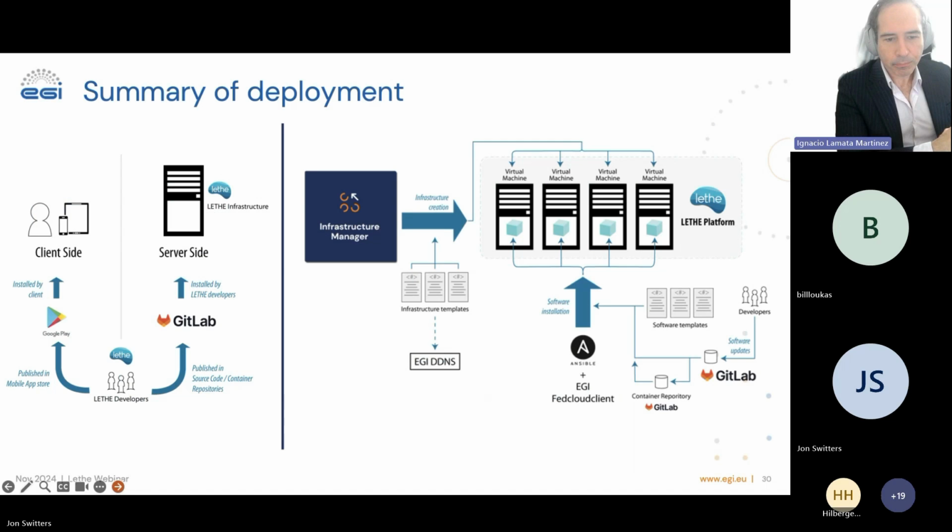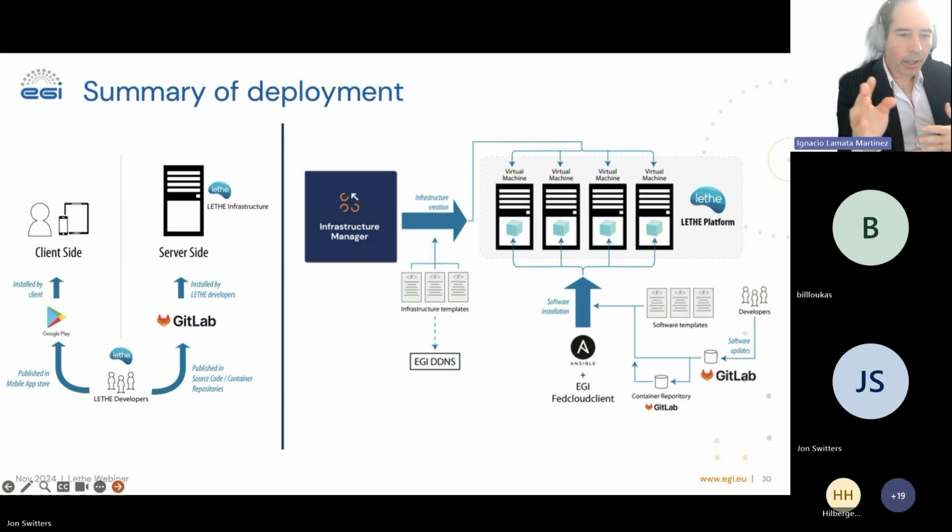Next slide, please. So this is the summary of the deployment. I divided this into different ways. The first one on the left is when the Lethe developers publish something or want to deploy something. On one side, we have the mobile application, and they use the Google storage to do that. So the market, and they put it in a way that the client can then download the application and use it in their own benefit.